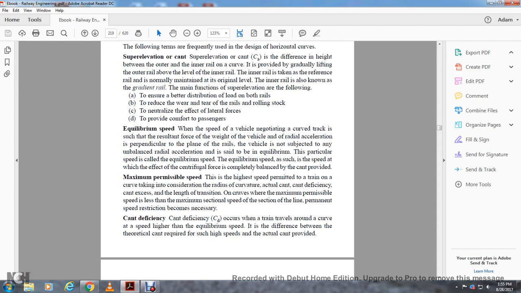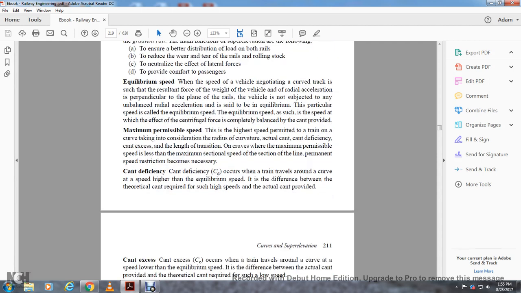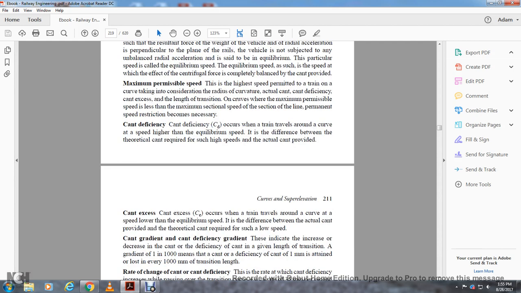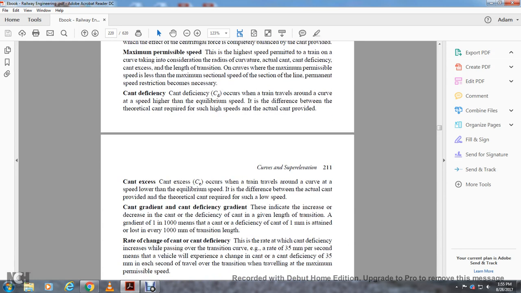Cant deficiency, CD, applies when a train runs on a curve at a speed higher than the equilibrium speed: it is the difference between the theoretical cant required for that higher speed and the actual cant provided. Cant excess, or CE, applies when the speed is lower than the equilibrium speed: it is the difference between the actual cant provided and the theoretical cant required for such a lower speed.